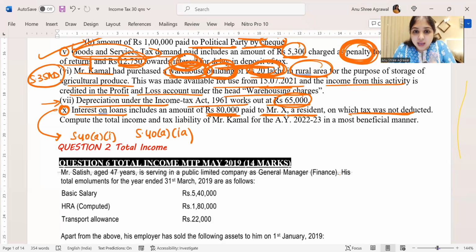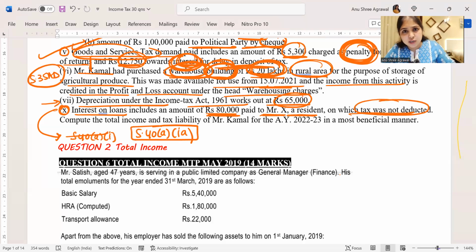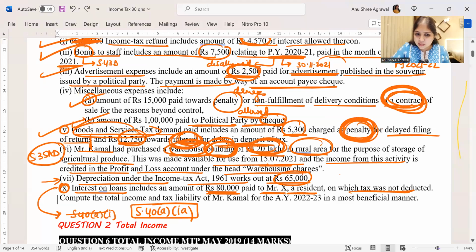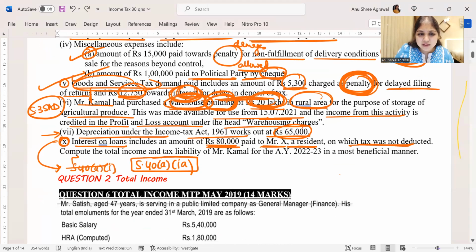Now listen to me. Out of these two sections, in this adjustment, which section should I think about? Are they talking about payment of interest to a non-resident? Are they talking about payment of interest outside India? No. So 40A1 will not apply. Instead, which section will I talk about? 40A1A I will talk about first of all. But just because they are saying that tax was not deducted, will I blindly disallow 30%? I know that 40A1 I will disallow 100%, 40A1A I will disallow 30%, but just because they are saying that tax was not deducted, will I blindly disallow? No, I will first check.